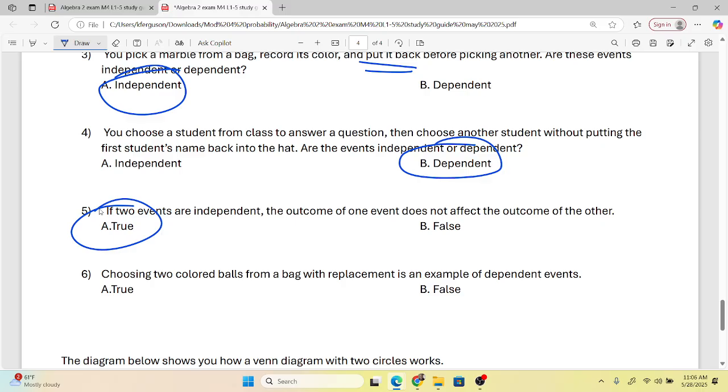Choosing two colored balls from a bag with replacement is an example of dependent events. True or false? That's false. Because with replacement means I didn't change the overall value of the stuff.